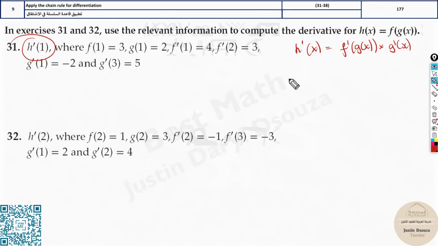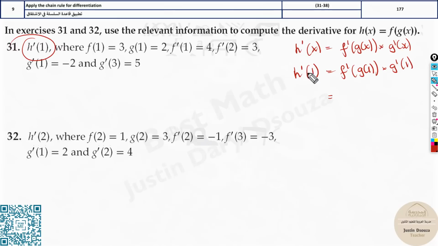Now then, what do we know here? We know f prime of x, right? But we need to solve for 1. So instead of x, we have to put 1 everywhere. h prime of 1 equals f prime of g of 1. Instead of x, everywhere you need to put 1. That's it. Then g prime of 1.